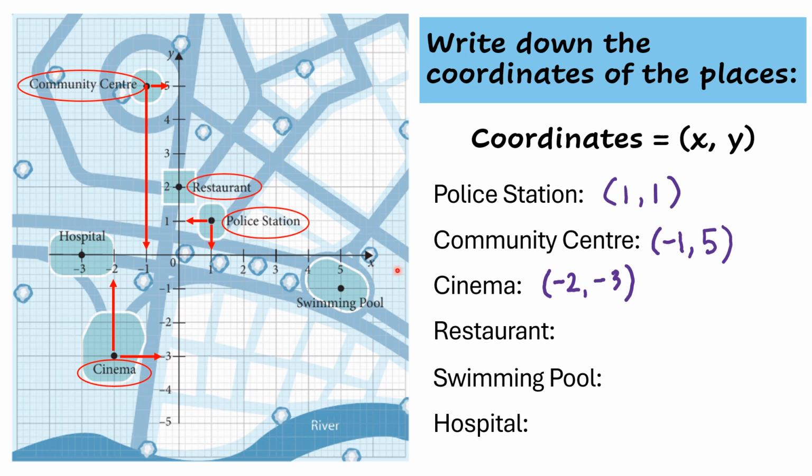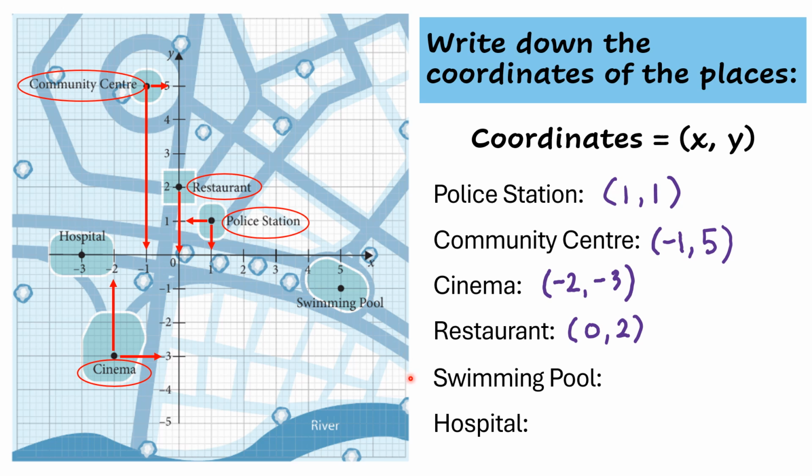Then we move on to the restaurant. The restaurant is over here. This is a little tricky, and you notice that this point actually lies on the y-axis itself. So do you know what the x value of this point is? In this case, you can see it is actually 0. So the x coordinate here is 0. And what is the y value? You notice that this point lies at the value 2 on the y-axis. Therefore, the y coordinate of the restaurant is 2. So the coordinates of the restaurant are simply 0 and 2.